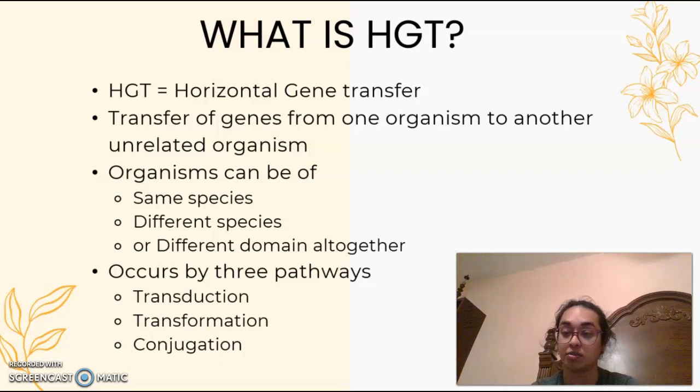HGT occurs primarily in bacteria through three pathways, which are transduction, transformation, and conjugation. And HGT is common between bacteriophage and the bacterial host, and also between bacteria and eukaryotes, particularly among the obligate intracellular bacteria and their respective eukaryote host.